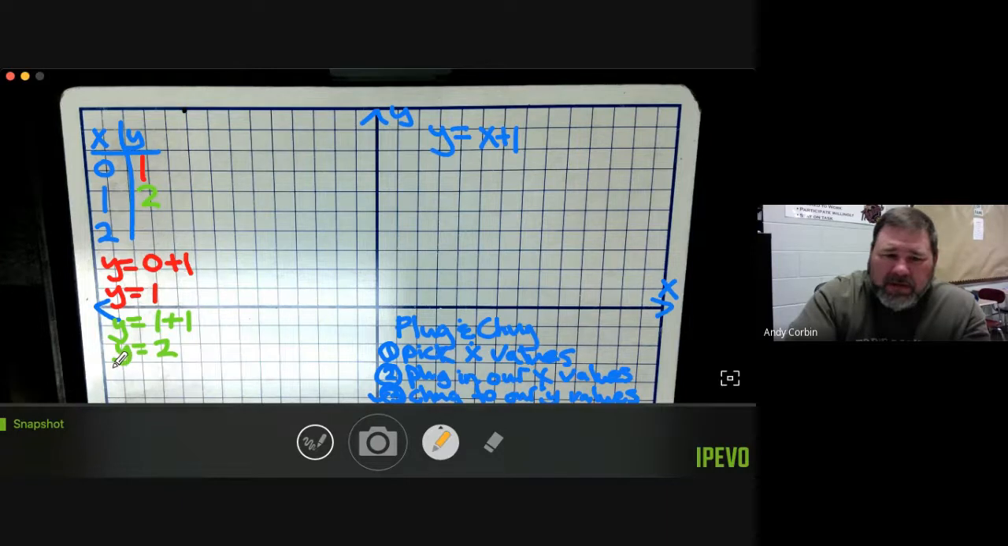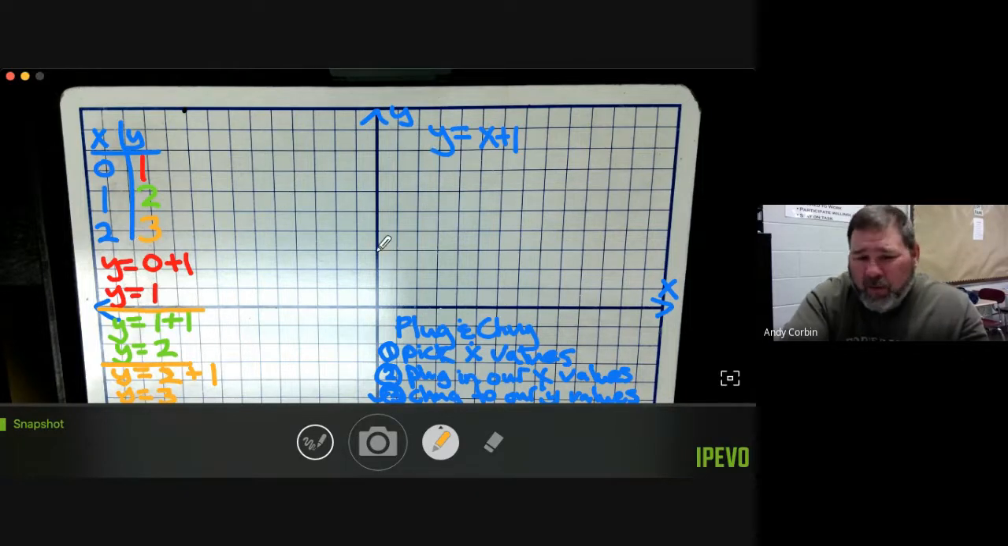All right, let's do the 2. So y equals, and again, these are separate problems. So let's plug in x is 2. So y equals 2 plus 1. So when x is 2, y is equal to 3. Okay? So now I've got 3 solutions for this equation. They're ordered pairs. I plug them in, it makes them true. Now, go to the graphing world.